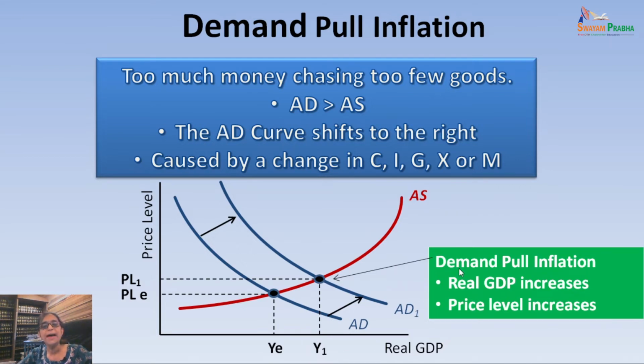So what is the impact of a demand pull inflation? We are seeing that due to a demand pull inflation, the price level has increased as well as the real GDP has also increased. So a demand pull inflation is leading to a shift of the aggregate demand to the right, pushing up the existing price level and also increasing the real GDP. So that is the impact of a demand pull inflation on the economy.